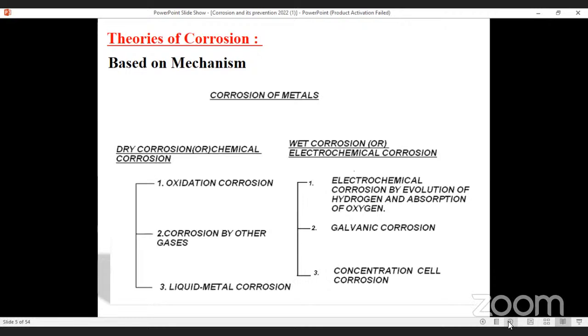So what are the differences between dry corrosion and wet corrosion? We'll see. Then here some more classification will be there. These are not in our syllabus. In our syllabus, we have only dry corrosion, that is oxidative corrosion. Then wet corrosion means electrochemical corrosion, that is corrosion by evolution of hydrogen and absorption of oxygen. Only the first one will be there in our syllabus, right?